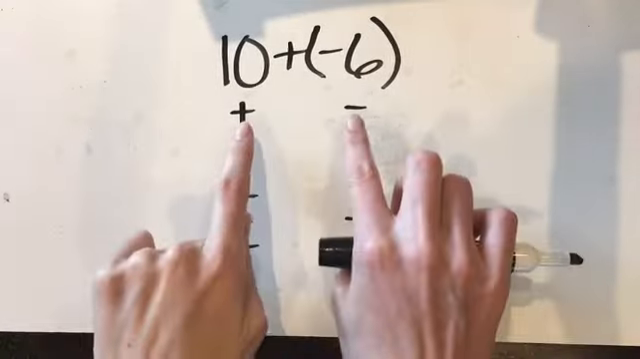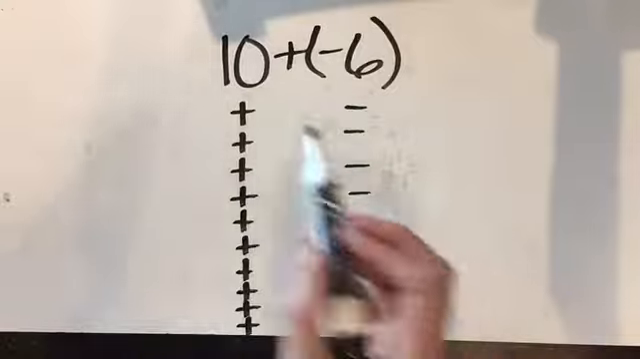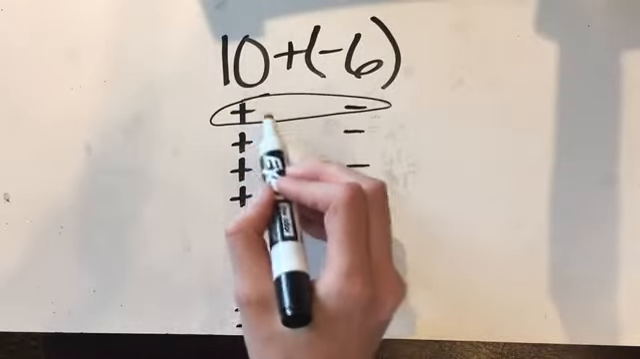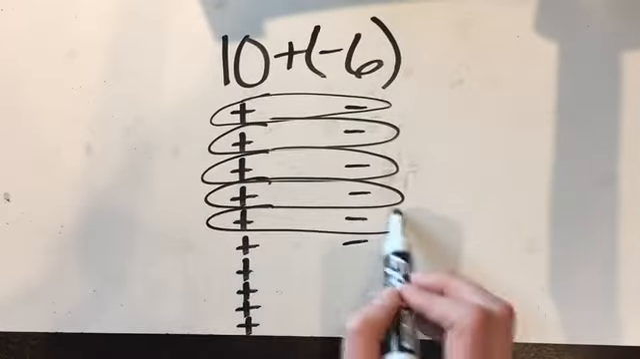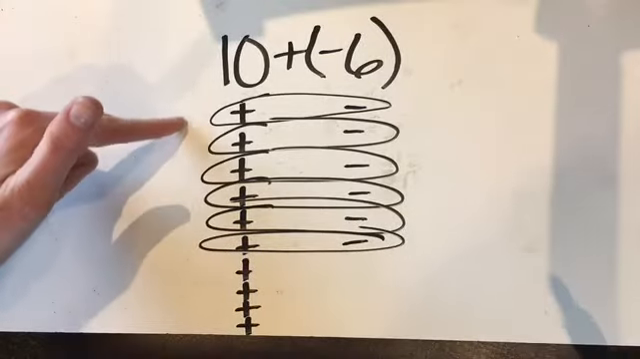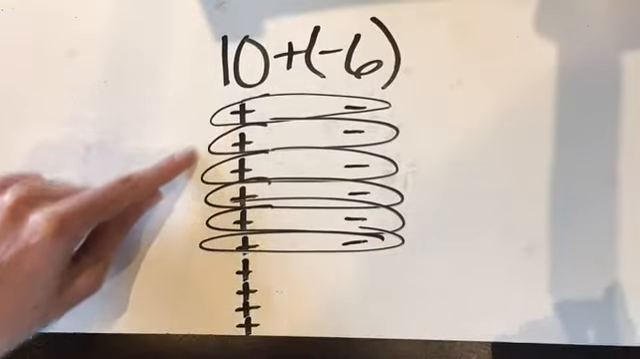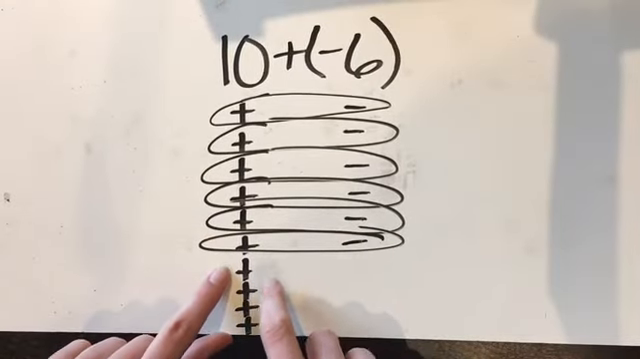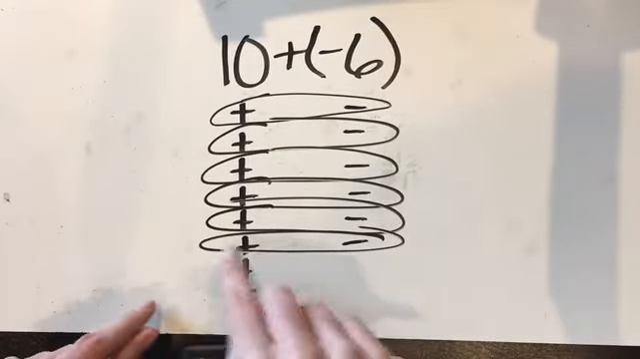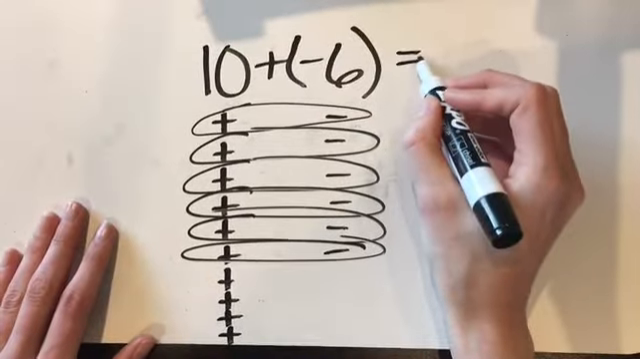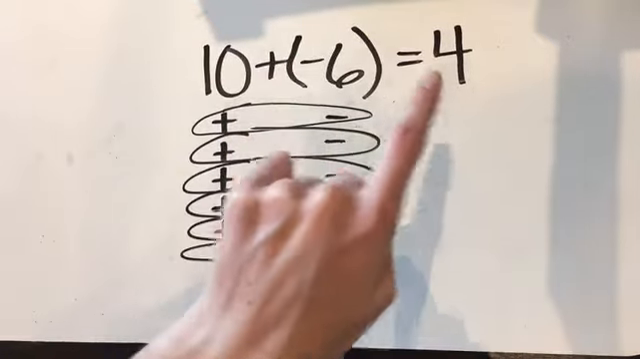And we would say that a plus and a negative sign cancel each other out, right? One positive and one negative just goes to 0. So I'm going to match these all up. We have a positive and a negative, positive and a negative, positive and a negative, positive and a negative, positive and a negative. So those all cancel each other out, right? What we have left over is 1, 2, 3, 4 positives. So we would say equals positive 4. So 10 plus a negative 6 equals a positive 4.